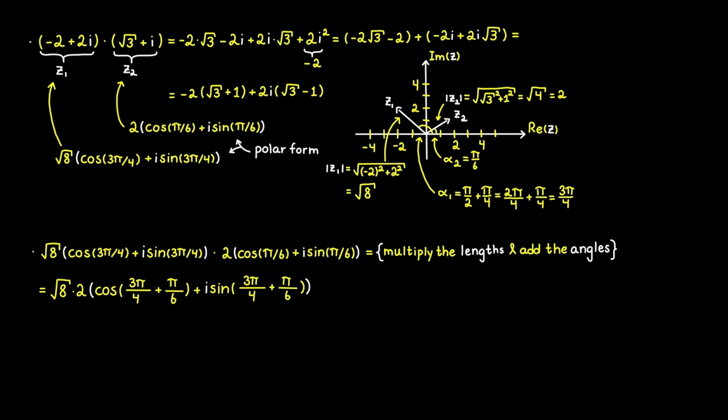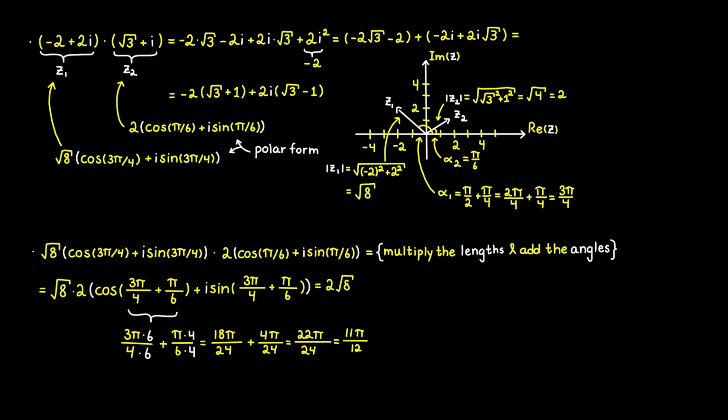And we can try to simplify this angle by creating a common denominator. So we multiply the left division by 6 at the top and bottom, and then on the right division we multiply by 4 on the top and bottom. And if we do the calculations, this becomes equal to 18 pi divided by 24 plus 4 pi divided by 24, which is equal to 22 pi divided by 24, which can be simplified to 11 pi divided by 12. And by inserting this back into the expression up here, we get the following.